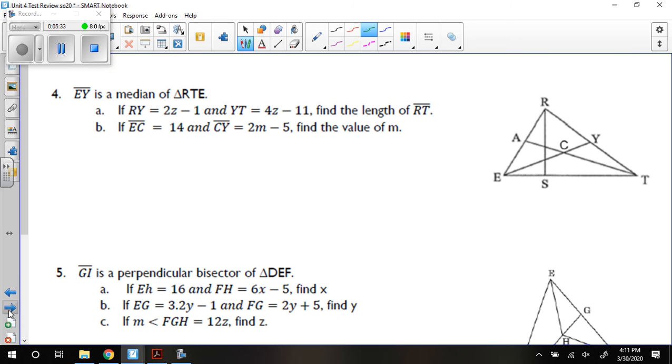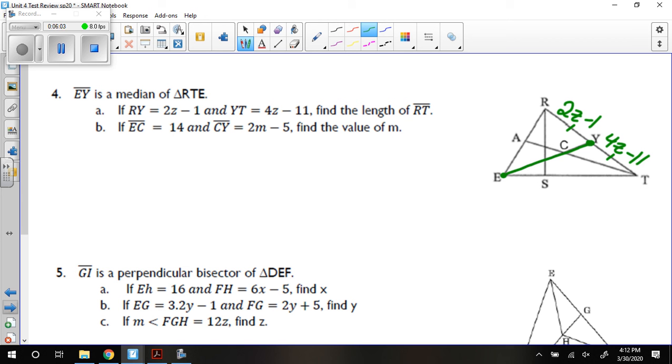Number 4, you have EY is a median. A median goes from a vertex to the opposite side, and it's a midpoint on the opposite side. So I know that RY and YT are congruent to each other. So for part A, you are told RY is 2z minus 1, and YT is 4z minus 11.